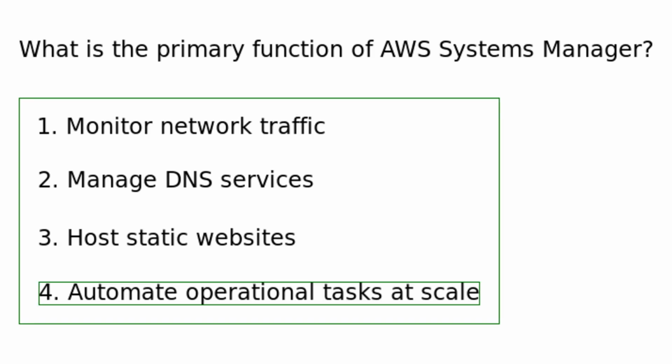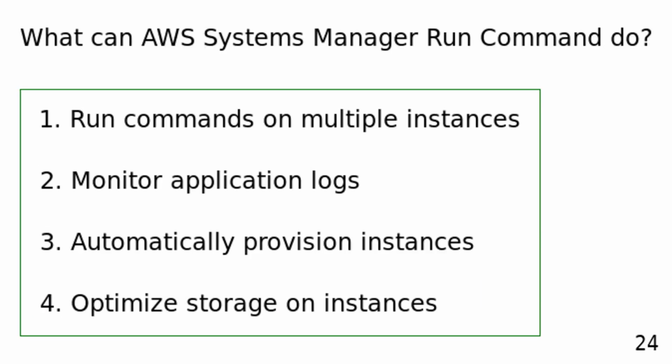AWS Systems Manager's primary function is to automate operational tasks at scale, making it easier to manage infrastructure securely and efficiently. What can AWS Systems Manager Run Command do?